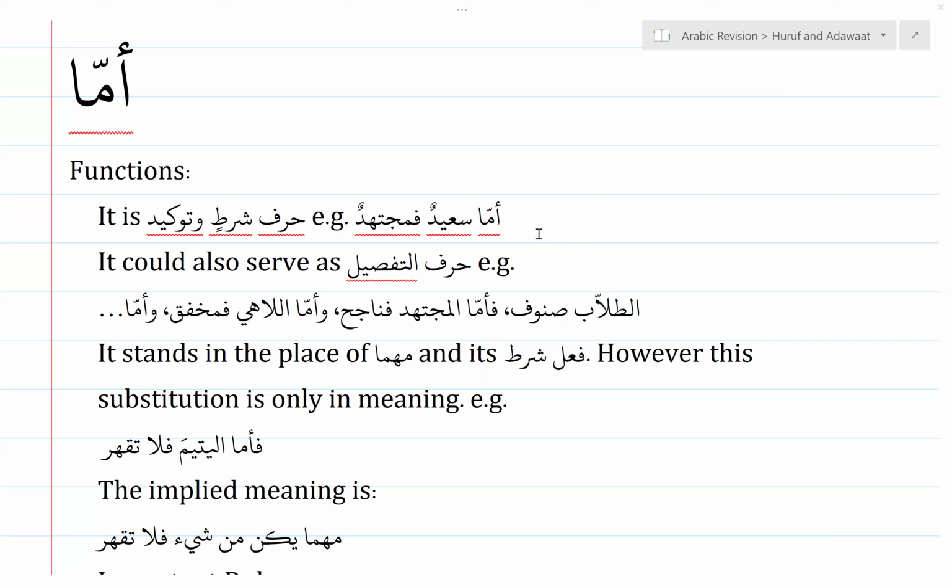So if we say amma sa'idun fa mujtahid, as for Sa'id, then he... Just one question before you go ahead. If you take this as harfu tafsil, these two are different, am I right to understand this? No, it's the same thing. It can have different functions, different meanings, but it's the same thing. It will still be harfu shart, but by meaning it will be like tafsil, right? Yes. Yes.